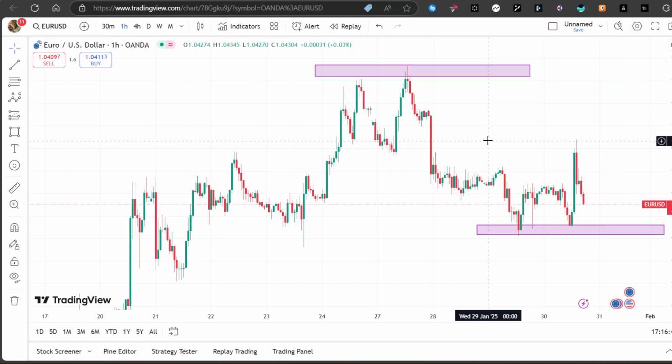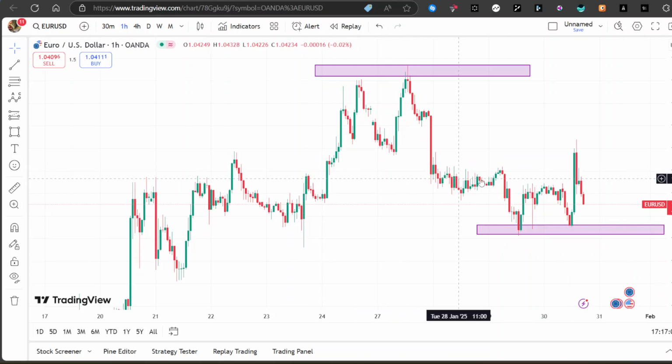If we can identify these areas correctly, we can enter trades with a better understanding of the price's potential behavior. But understanding support and resistance manually can be time consuming and tricky. That's where the best support resistance indicator on TradingView comes in. Now let's get to the fun part, setting up the indicator on TradingView.